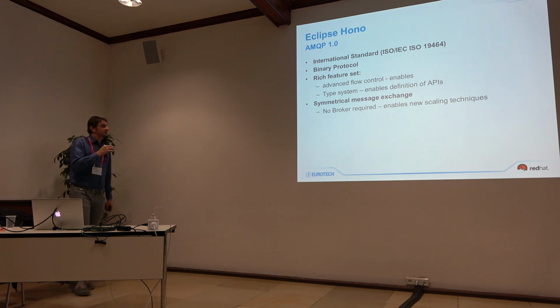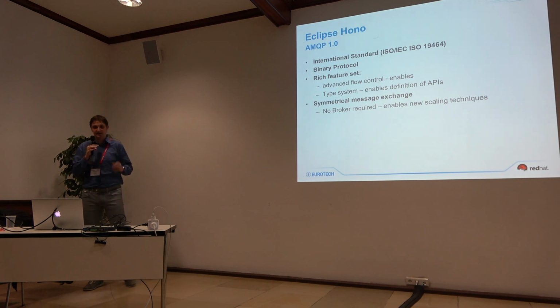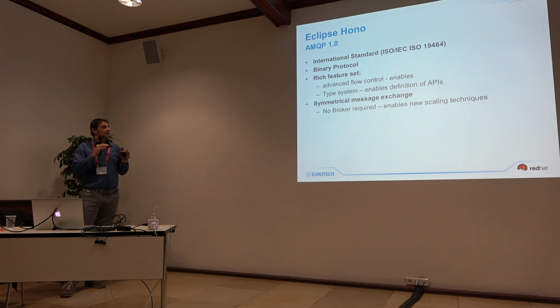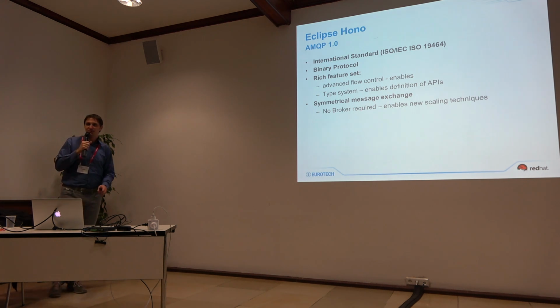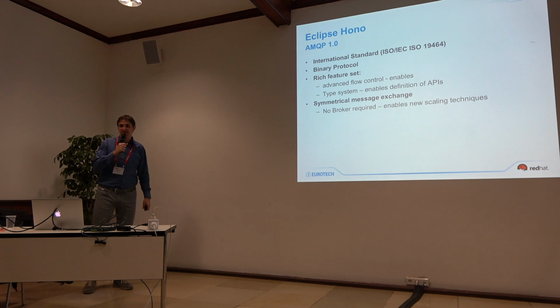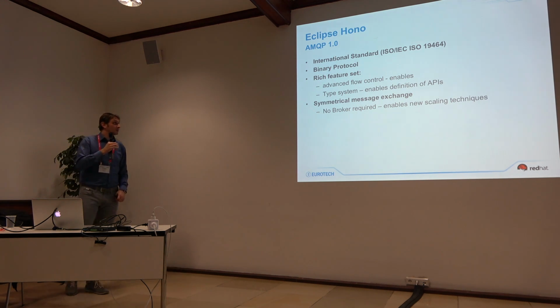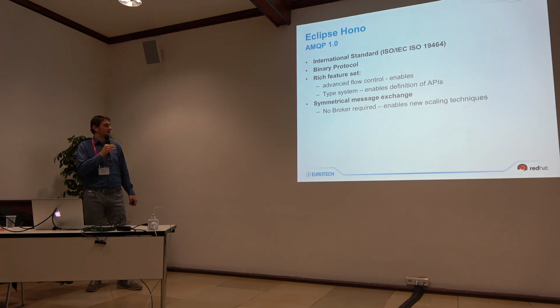So Hono is designed with the AMQP 1.0 protocol in mind, and there's a couple of reasons for that. Like MQTT, AMQP 1.0 is a standardized protocol, which is a good thing. People usually like standardized protocols, which means they have options. And there are a couple of features of the AMQP protocol that I would like to show you that we think can solve some of the problems of IoT connectivity.